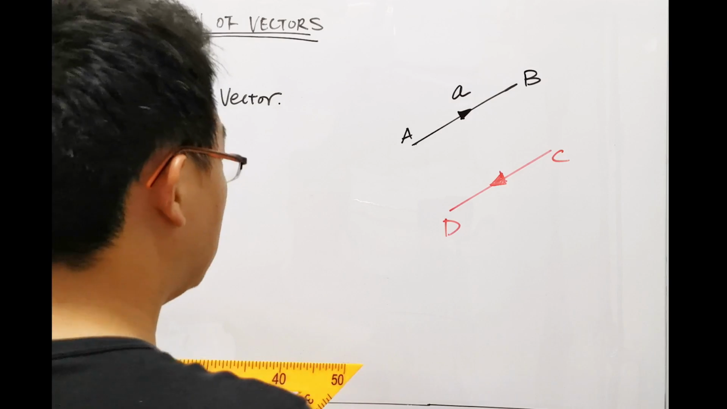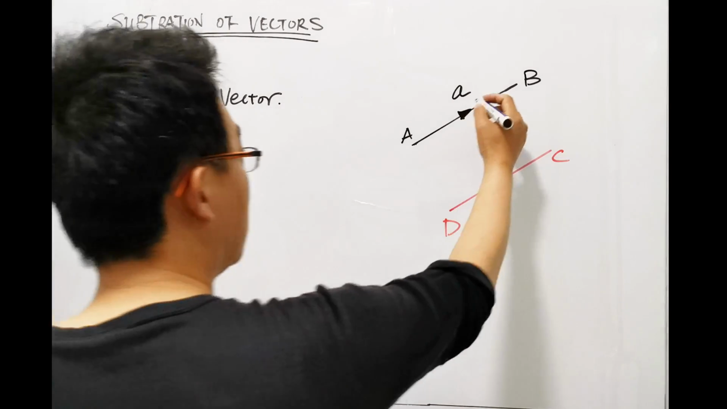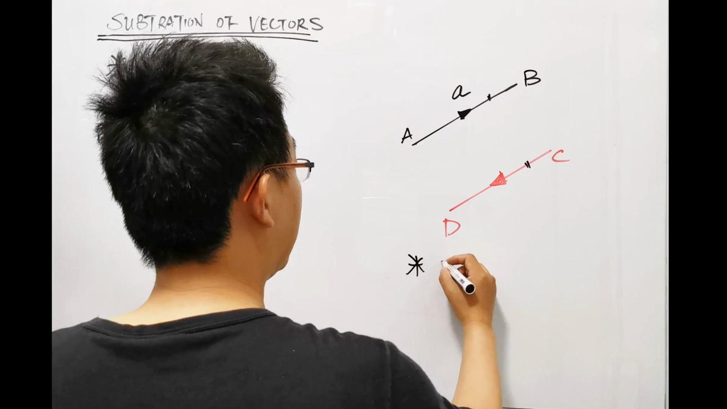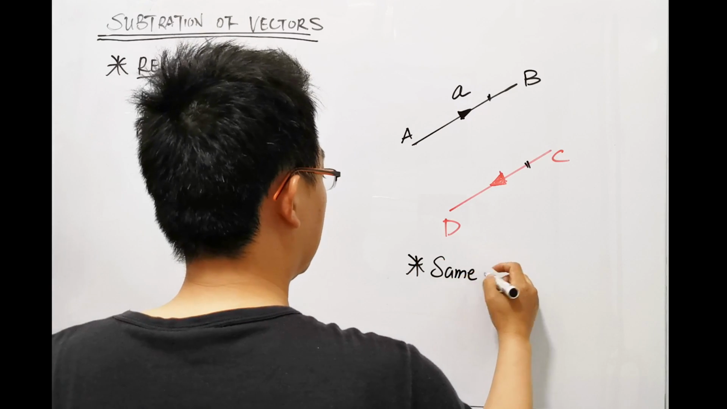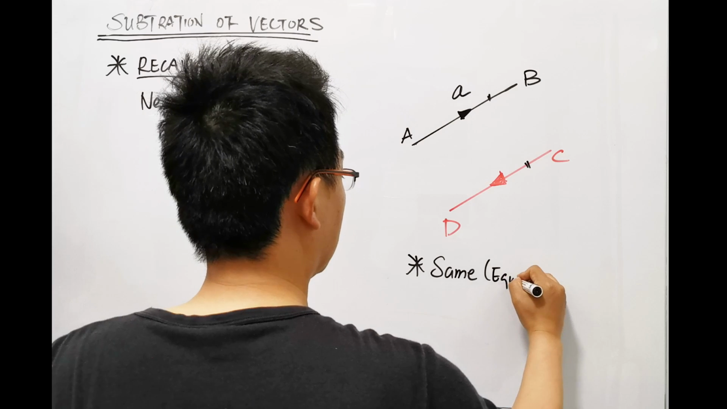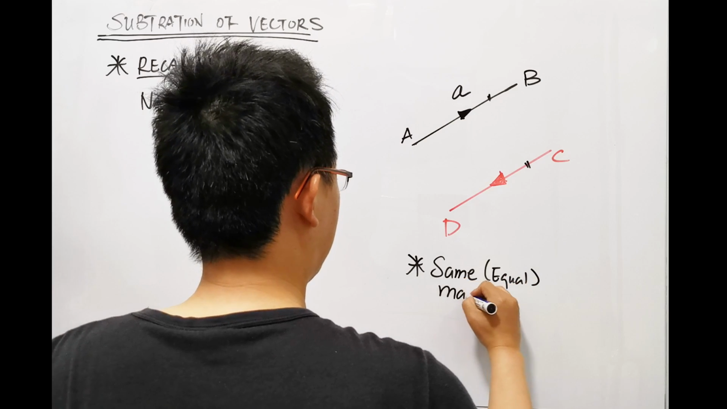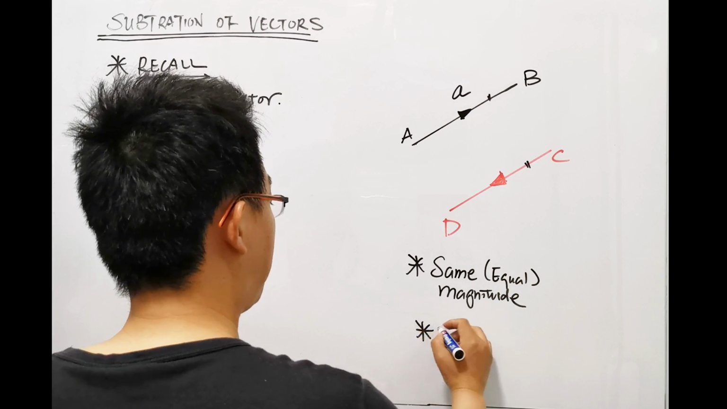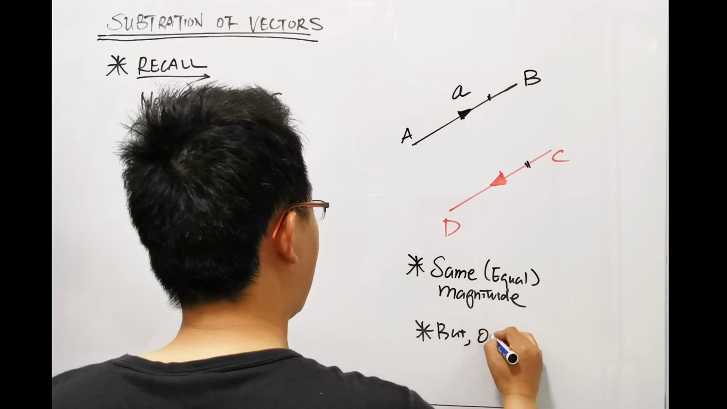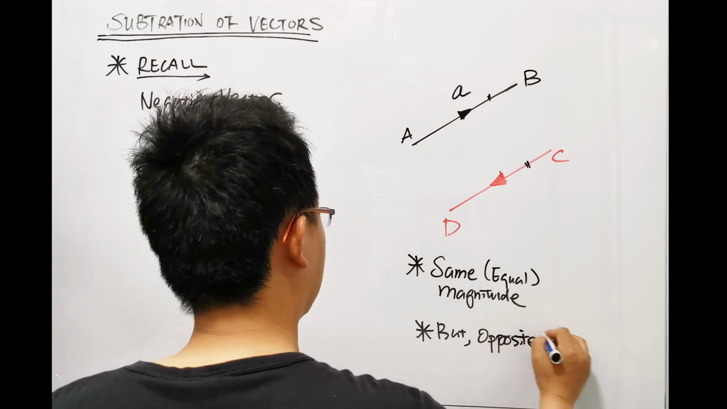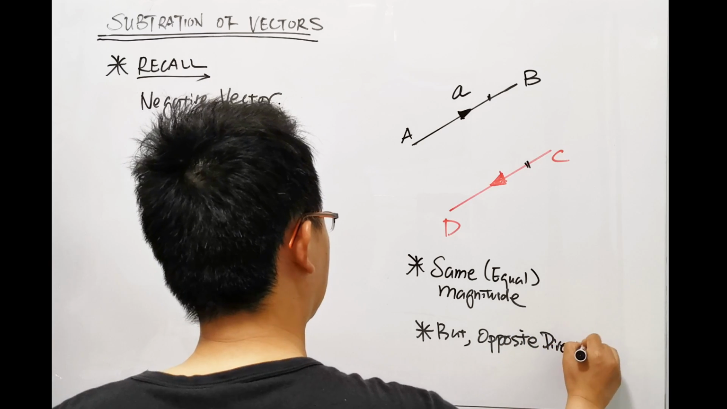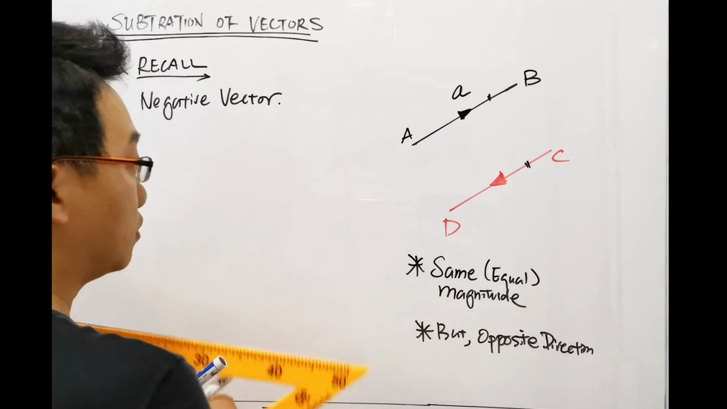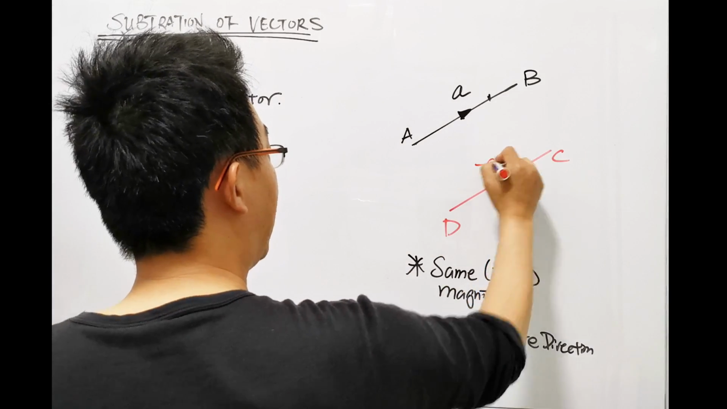From here we can see that these two vectors have the same, or equal, magnitude, but they are in the opposite direction. So they are in the opposite direction, and in this case we can express it as minus A.